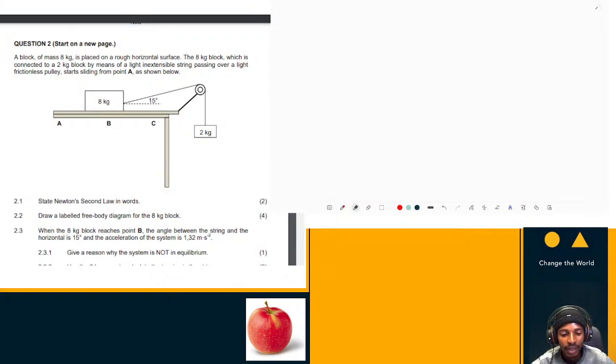Today we're starting our discussion on Newtonian mechanics. We'll be attempting question 2 of November 2018, grade 12.